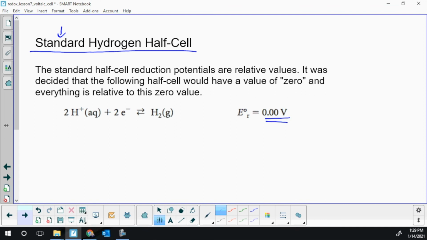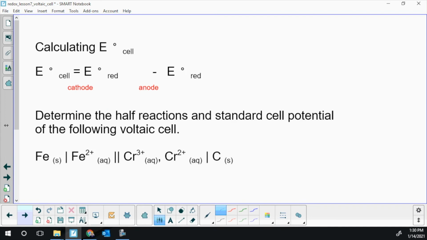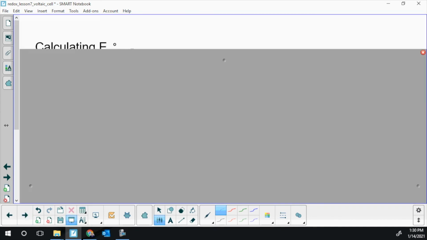Relative to hydrogen, fluorine is a better oxidizing agent, so we get a positive number. If you take the hydrogen half cell and compare it to sodium, sodium is a much worse OA, so we get a negative voltage compared to hydrogen. Everything's in reference to hydrogen. The big thing we need to be able to do is get the differences. So we're finally going to calculate voltages.